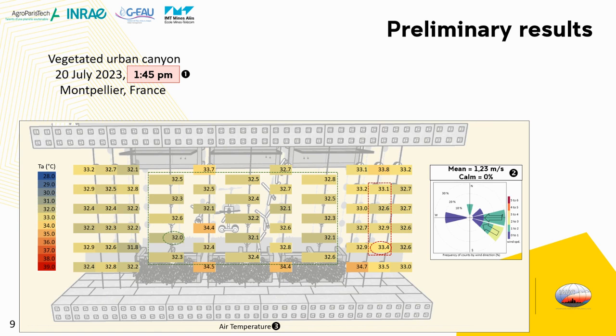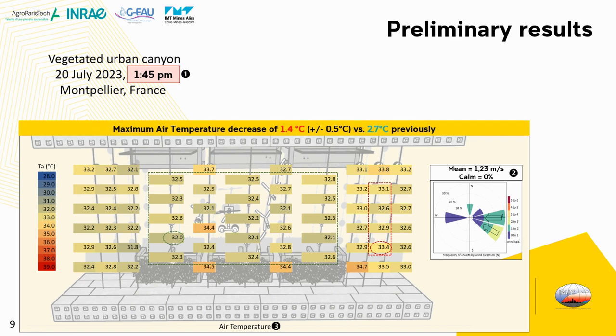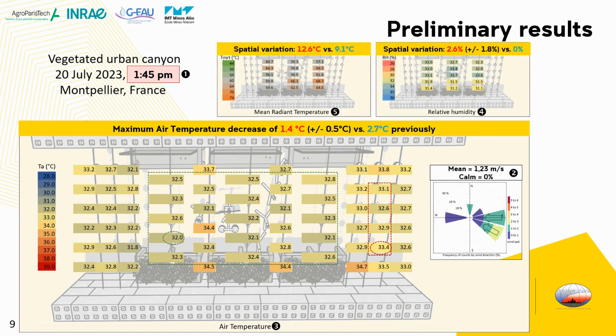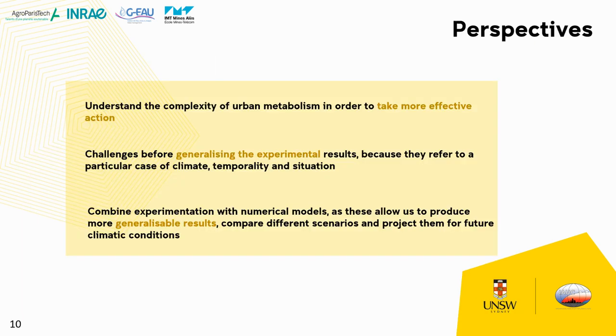And as we can see with the increase of the speed, we observe lower air temperature differences within the pilot area. And for this context, the maximum air temperature decrease was 1.4 degrees Celsius. Regarding the relative humidity, we observe an absolute increase along with a spatial variation of 2.6%. And for the mean radiant temperature, we have also an increase in the variation, and it's 12.6 degrees Celsius.